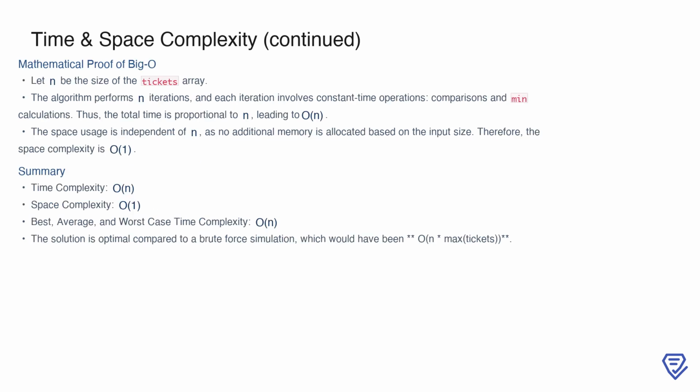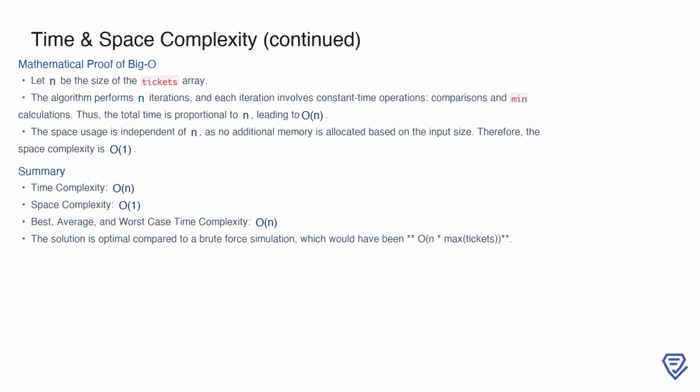Finally, let's solidify our understanding with a mathematical proof of the big O notation. The size of the tickets array, denoted as n, dictates the number of iterations performed by the algorithm. Each iteration involves only constant time operations, such as comparisons and min calculations. As a result, the total time required is directly proportional to n, confirming the time complexity is O(n).